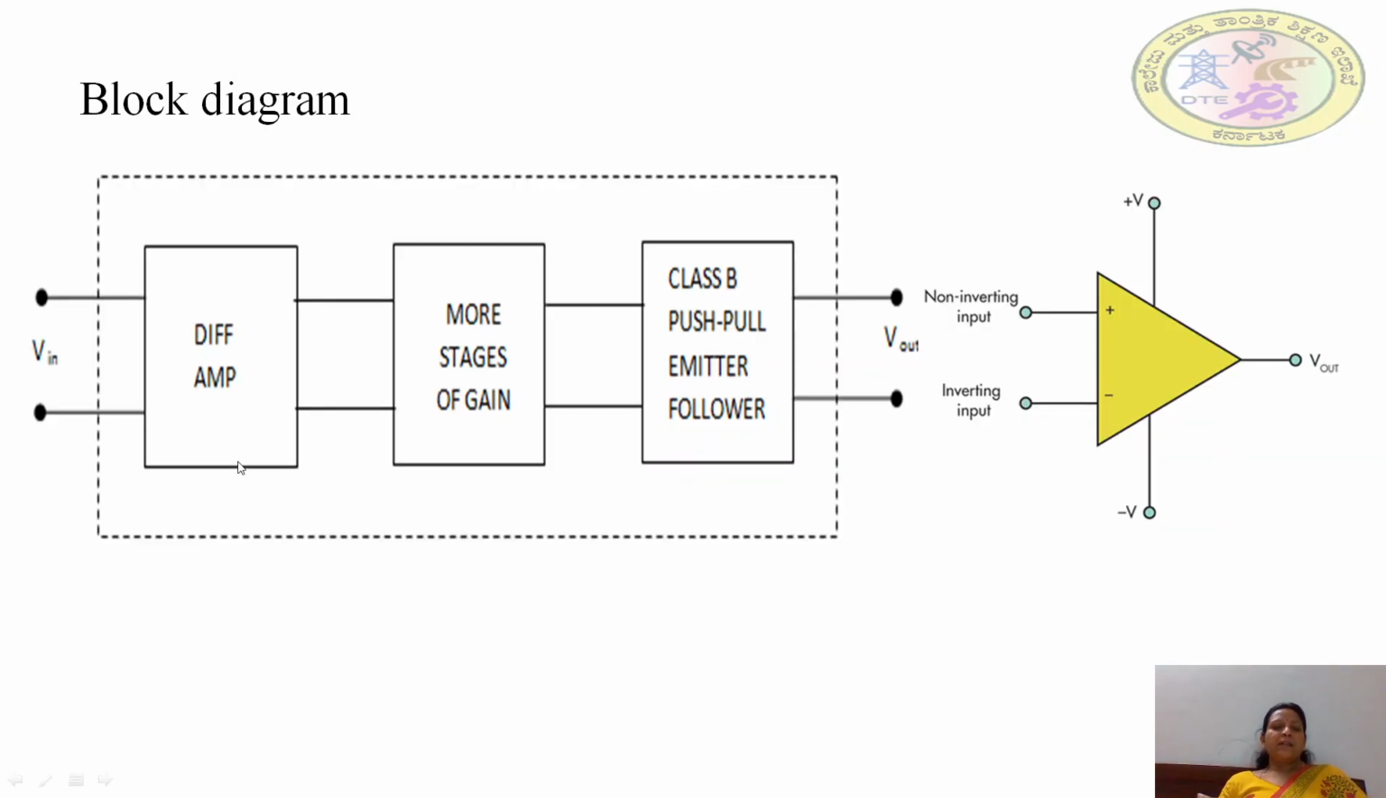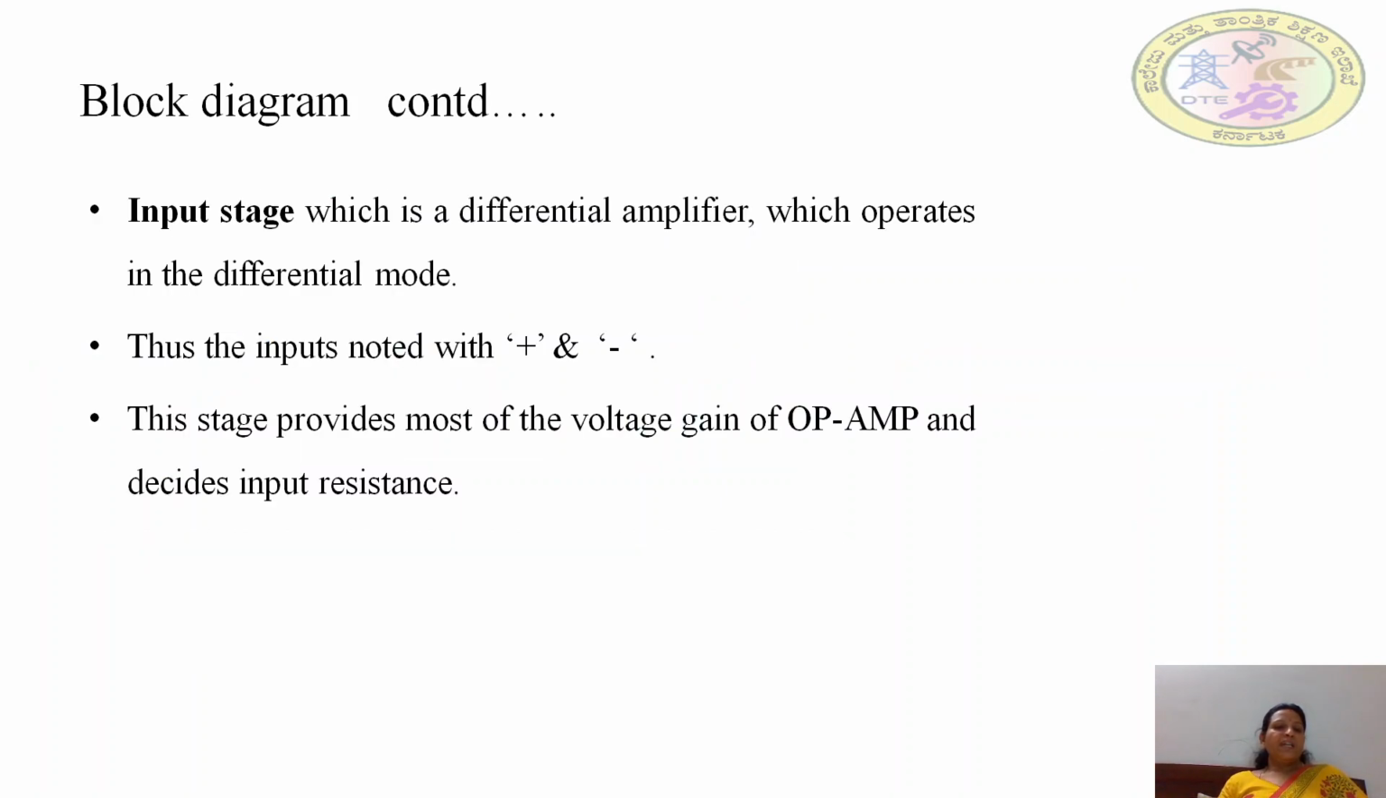So now let us discuss the various blocks of the operational amplifier. As you can see, this is the input stage, this is the intermediate stage, and this is the output stage. The intermediate stage consists of more than one stage. The first stage is the differential amplifier, the input stage of the operational amplifier. So the input stage, as I said, is a differential amplifier which operates in the differential mode.